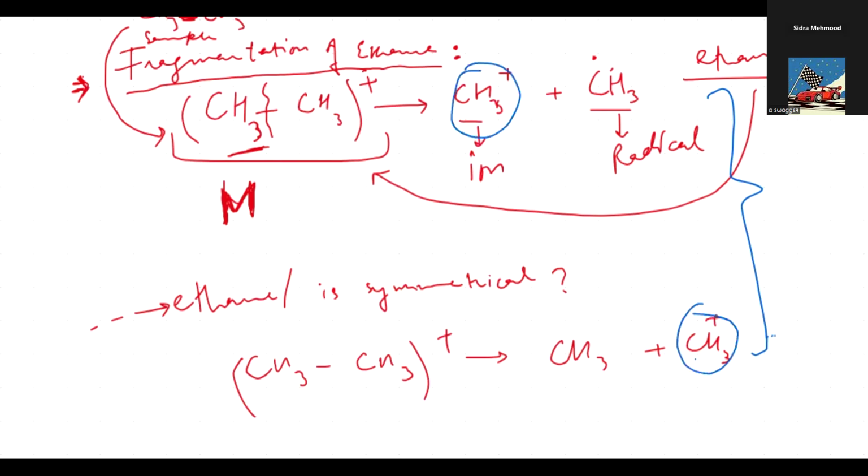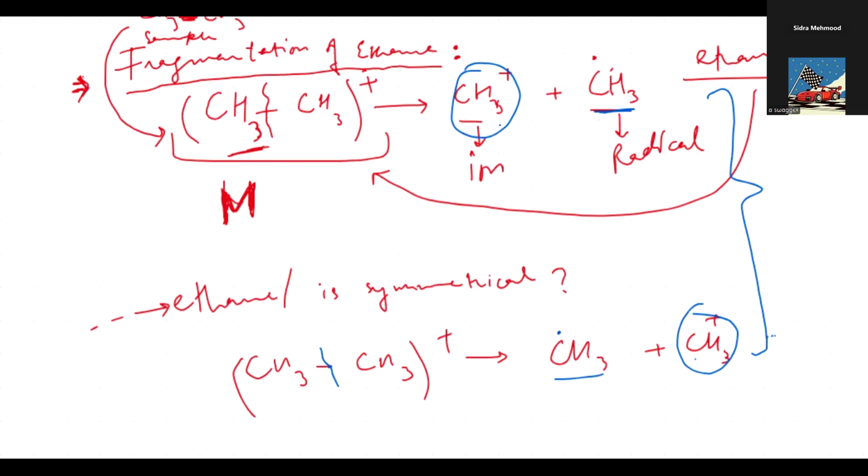This ethane molecule is symmetrical, and there's only one carbon to carbon bond, this bond. So when it breaks up, this methyl group can form the positive ion, or this methyl can form the radical, or this can form the cation, or this can form the radical. Actually, the thing is that they both are similar. So any carbon can take up the ion, or any carbon can take up the radical. Why? Just because they are symmetrical. They both are identical.